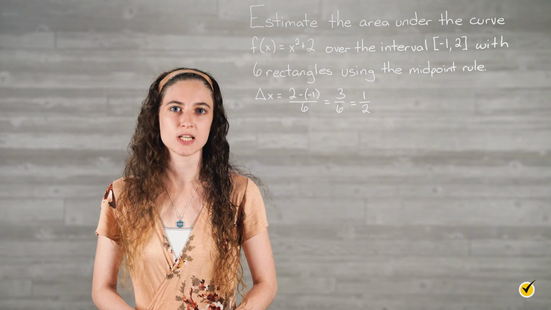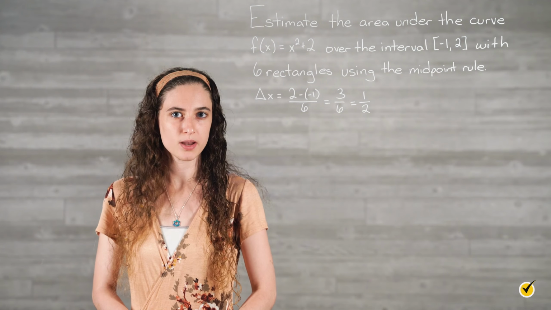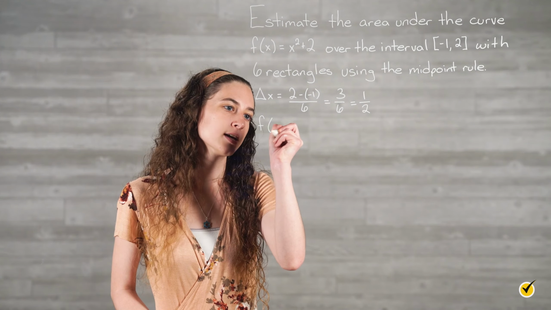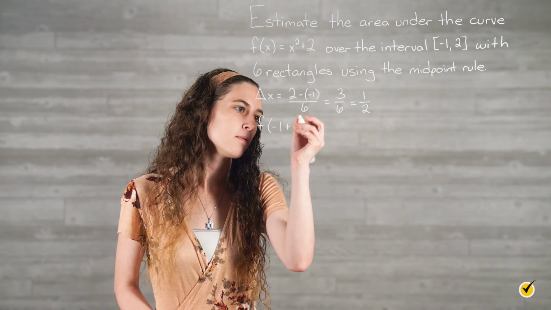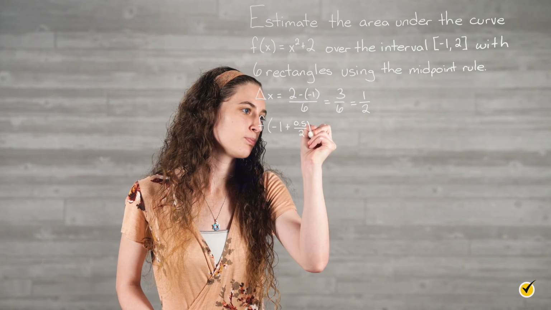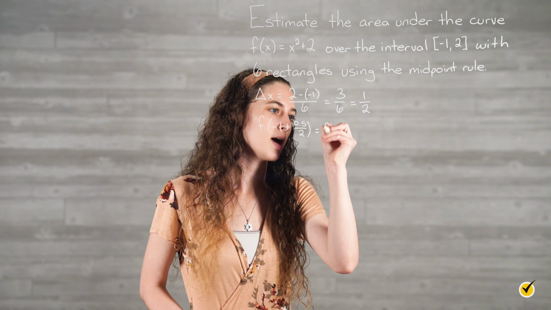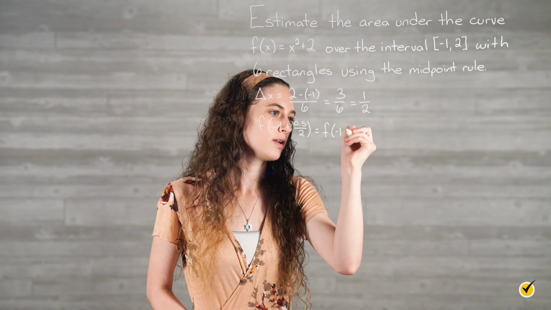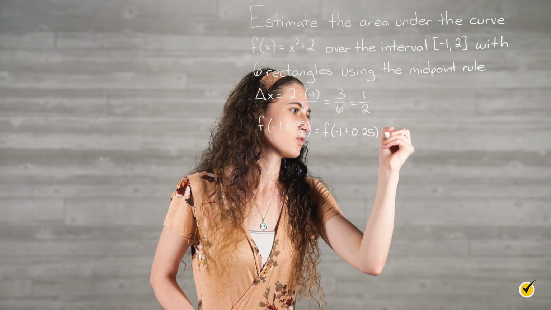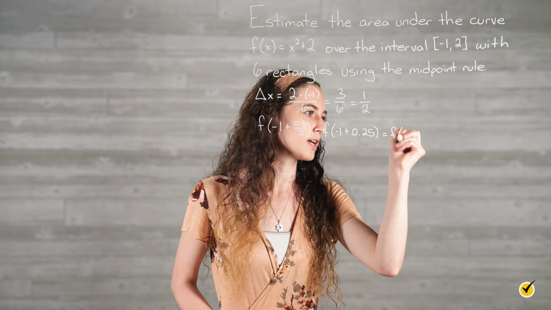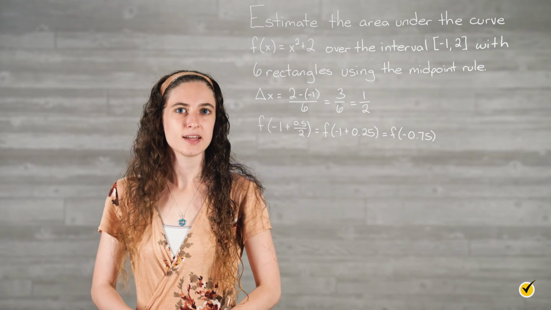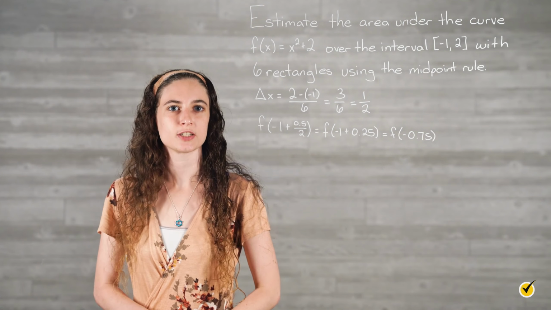We need to measure the first height at half the width of rectangle 1. So the first height will be f of -1 plus 1/2, or 0.5, divided by 2, which is equal to f of -1 plus 0.25, which is equal to f of -0.75. After that, each height measurement is change in x away.